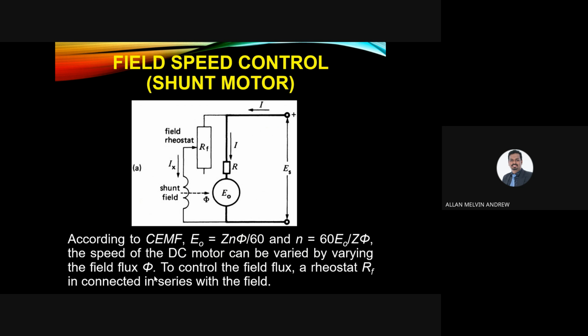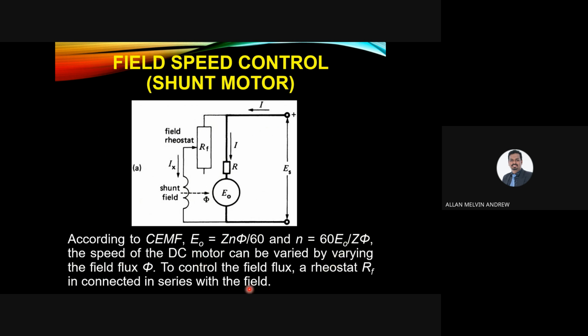Okay, so field speed control, the shunt motor. Shunt means parallel, so the motor is connected in parallel. So we can have a shunt field to control it. According to CEMF, E0 equals Z n phi over 60 and n. So when we rearrange this, we can get this formula. The speed of the DC motor can be varied by varying the field flux. So when we vary this, we can vary the speed of the motor.